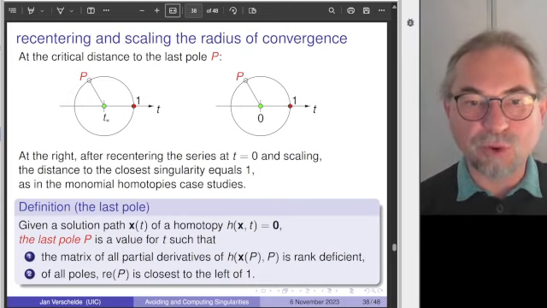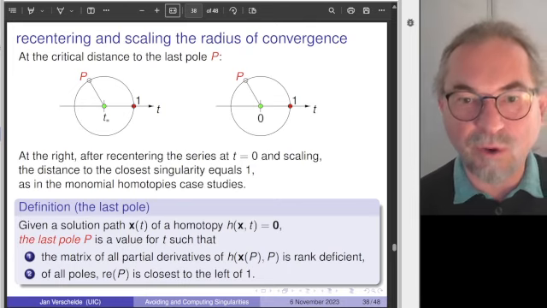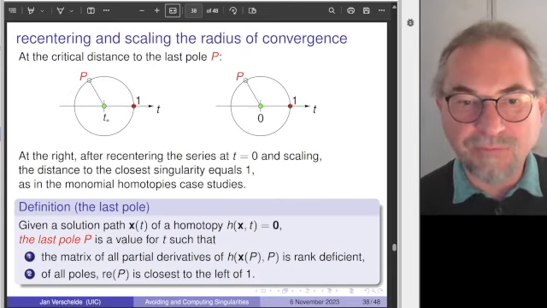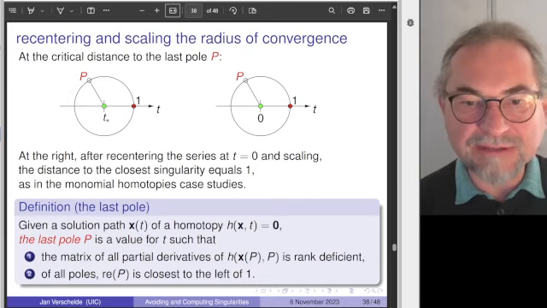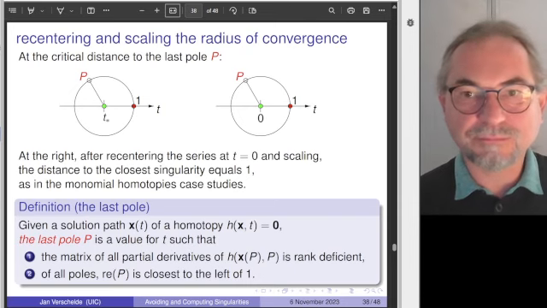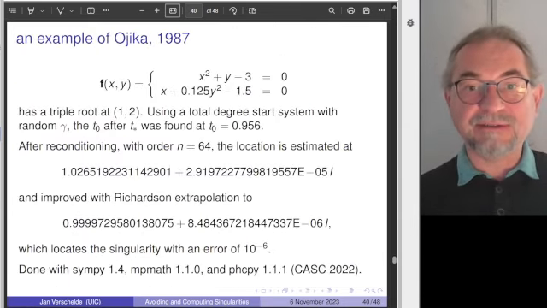At the last pole, that's actually the last singularity before 1. So it's a singular solution at the last pole. We have a rank deficient Jacobian matrix, so it's a value for t. Of all the poles, that's the closest to the left of 1. So that's the once you have that, you essentially recenter.